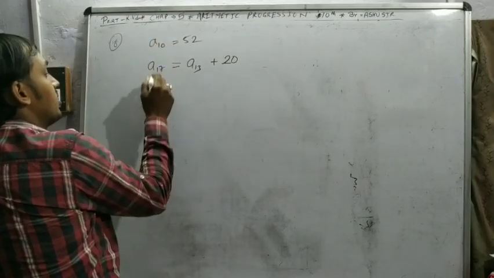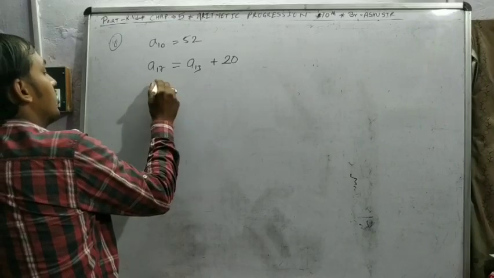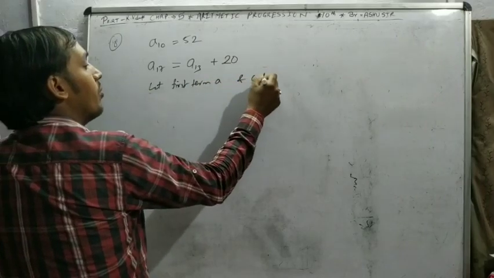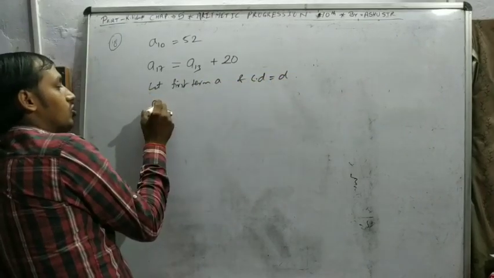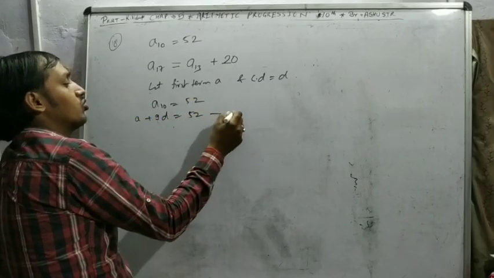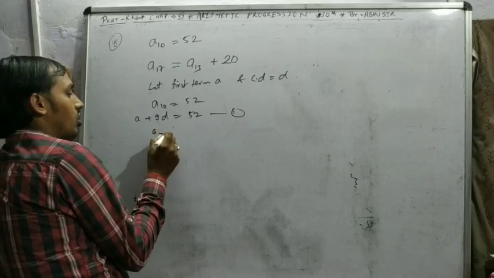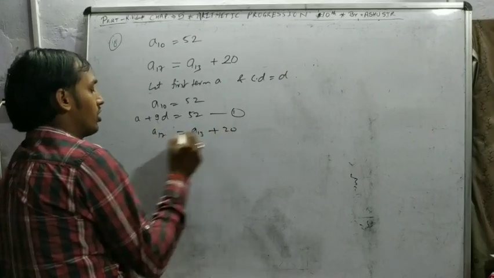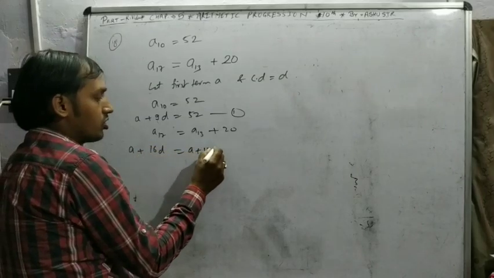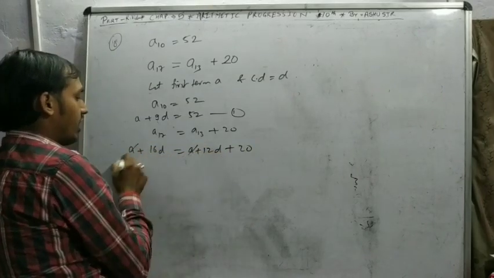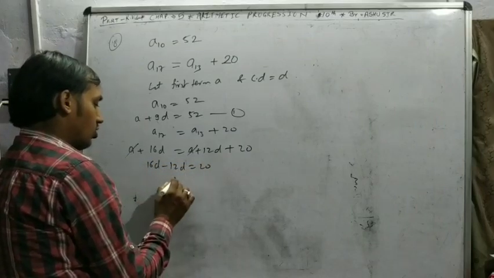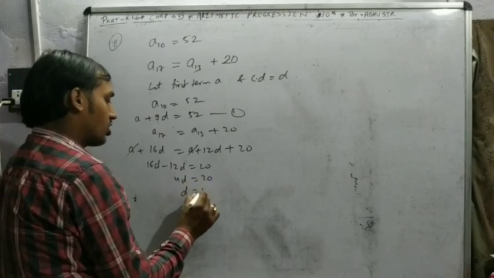So from the first, let the first term be A and the common difference D. So A10 is 52, A plus 9D is 52. A17 is A13 plus 20. So A plus 16D is A plus 12D plus 20. A cancels. 16D minus 12D is equal to 20. So 4D is equal to 20, D is equal to 5.